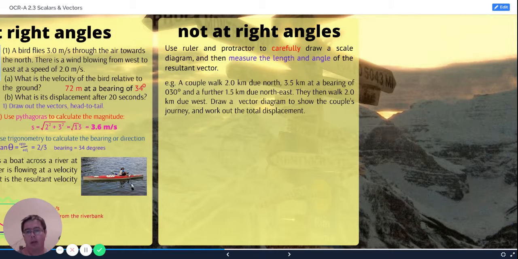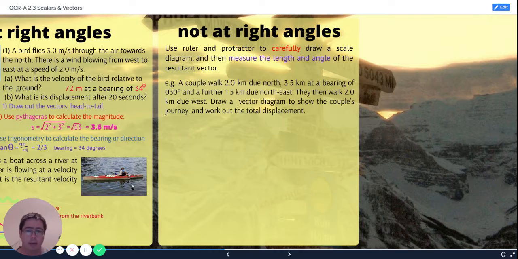So we've got a couple out for a walk, and they walk 2 kilometres due north, 3.5 kilometres at a bearing of 030 degrees, and then a further 1.5 kilometres due northeast. They then walk 2 kilometres due west. And this takes a lot of care and attention.